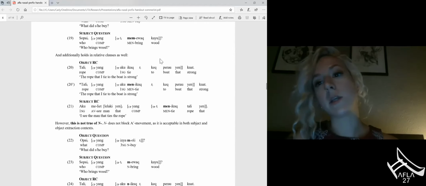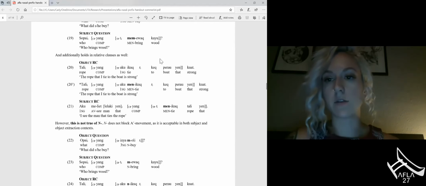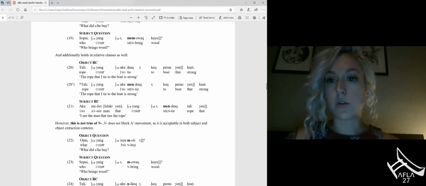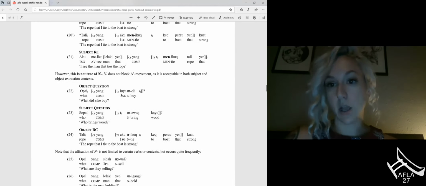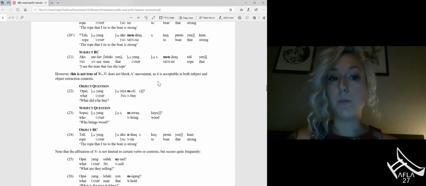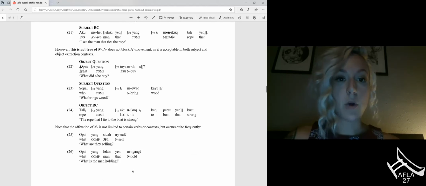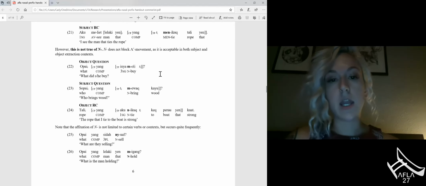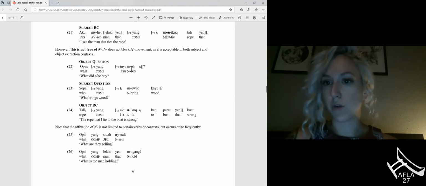So at this point, it seems that Desa really has the same exact pattern that we see in standard and Jakarta Indonesian. However, if we consider just the pattern of the N by itself, we get a completely different pattern. So N does not block A-bar movement, as it is acceptable in both subject and object extraction contexts. So if we look at an object question in 22, we have opa yang inya moli, where before we had opa yang inya boli with a bare verb, and now we have added this nasal prefix, but not the full one, just the shortened version.